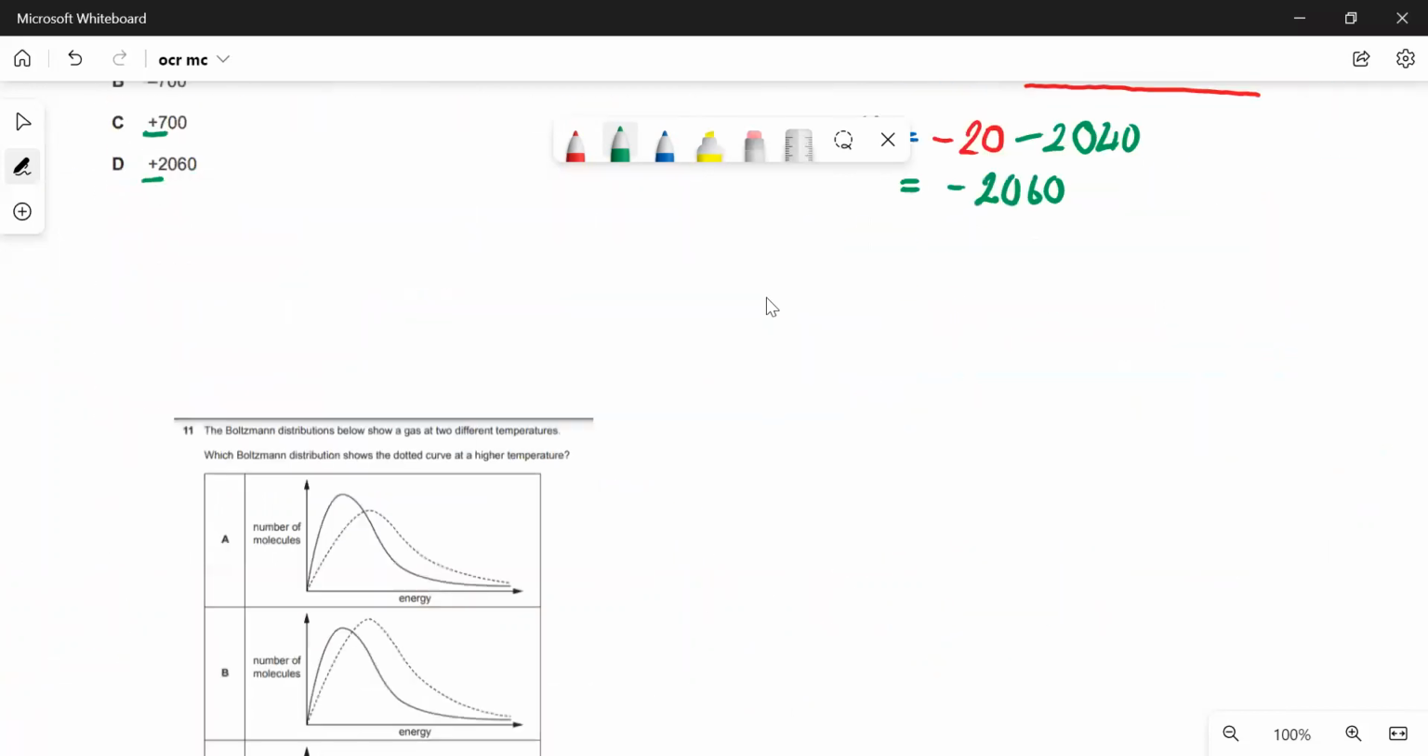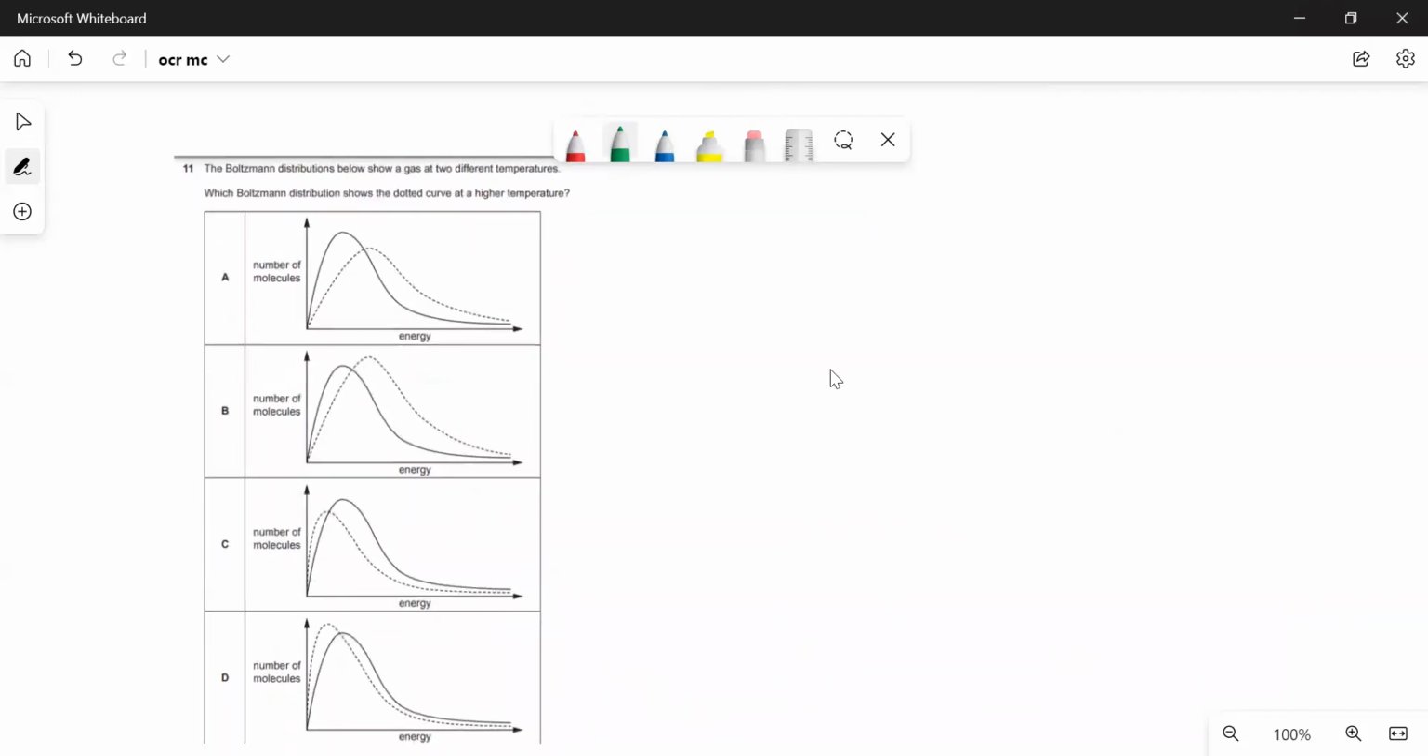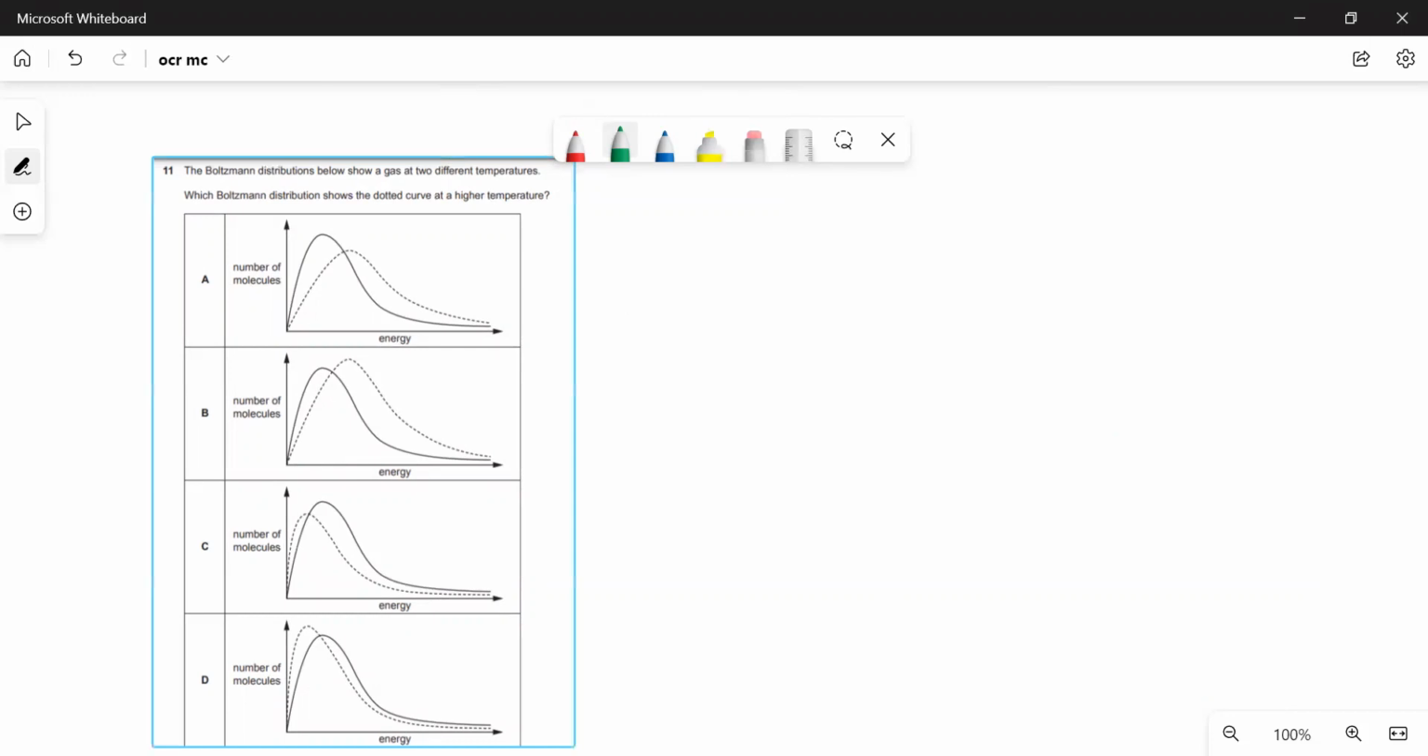Right. 11. We've got the Boltzmann curve. Okay. And it's showing a gas at 2 different temperatures. Which Boltzmann distribution shows the dotted line of the curve at a higher temperature? Well, let's have a look. We've got energy on this axis, yeah, and number of molecules. So when it gets hotter, the peak is going to shift to the right because the average energy is going to go to the right. So on that basis, it's either got to be A or B, hasn't it? Because in C and D, the peak's going to the left, so they're definitely not right.